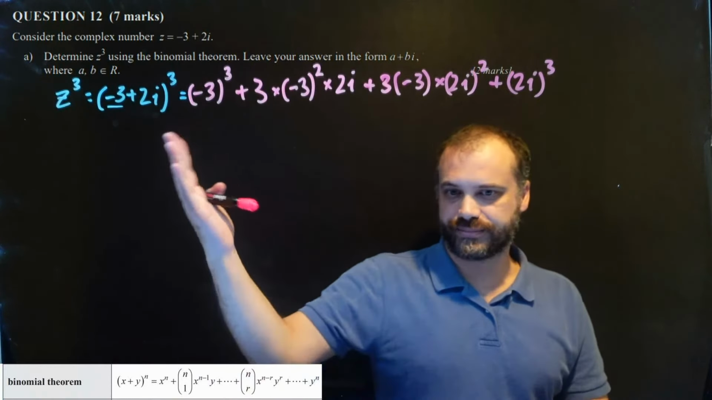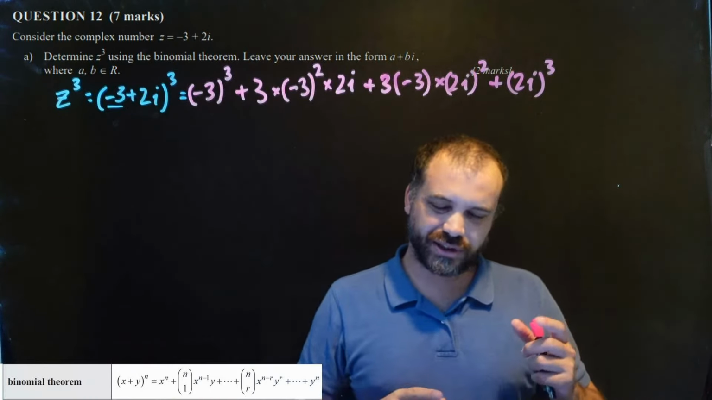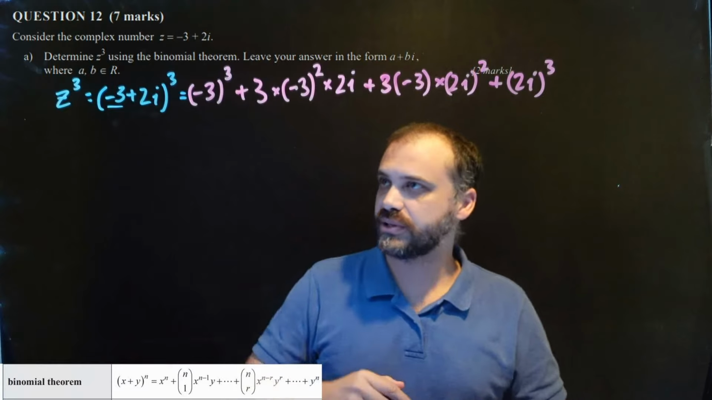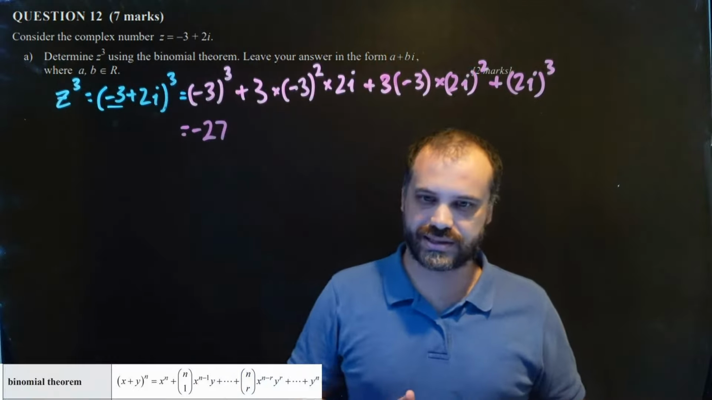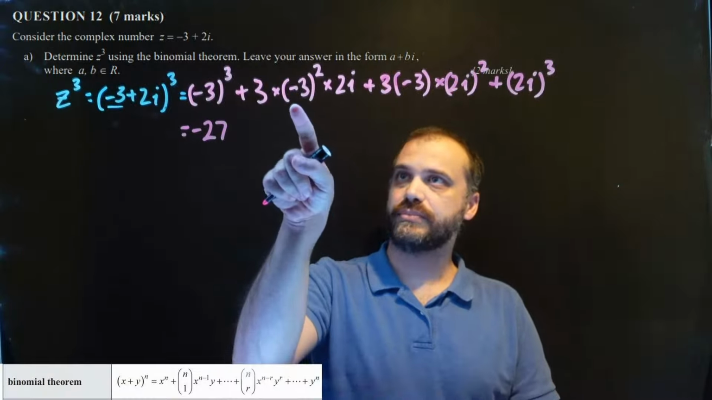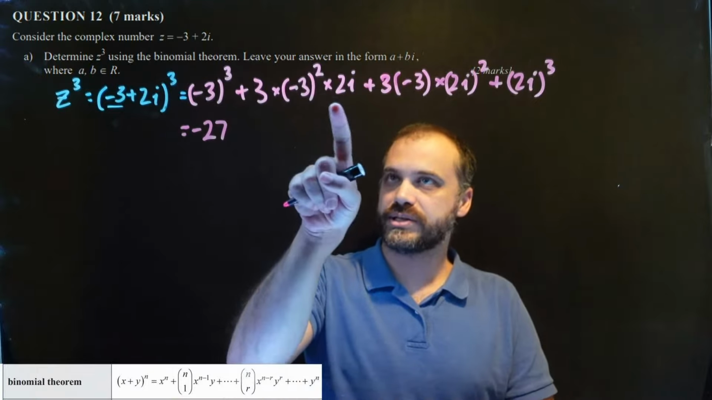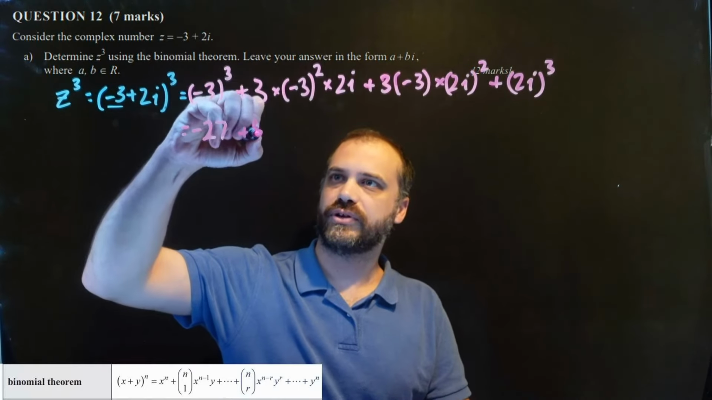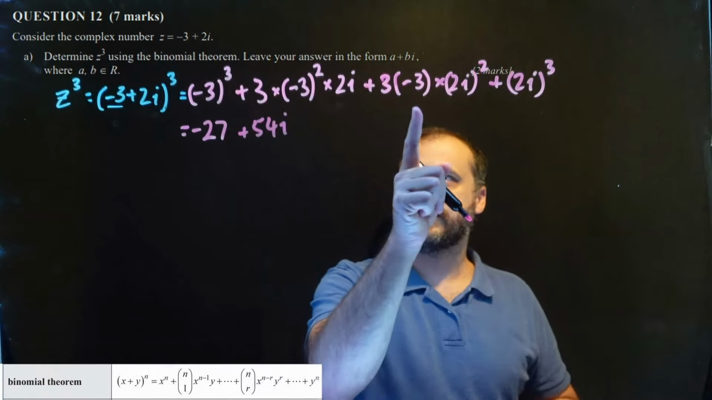Okay, and then we just tidy all of this up. -3 cubed. You've got your calculator. I think a lot of people would mess this up and think the answer was like -9 or something. -3 times -3 times -3 is -27. And then you've got to be a little bit careful here. 3 times, and -3 squared, that's 9. So 3 times 9 is 27. And then 27 times 2 is 54. 54i.